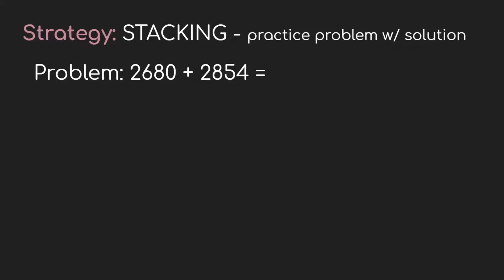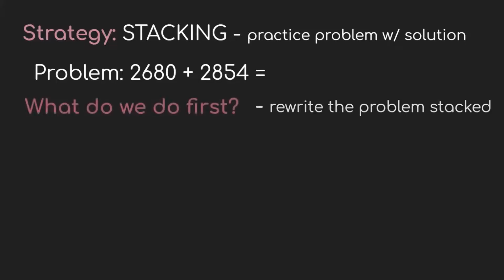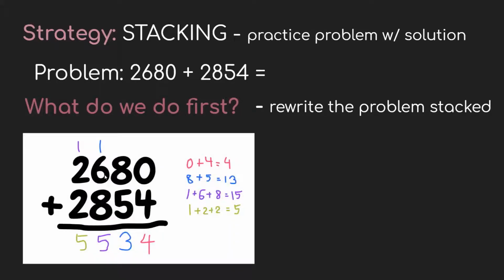We start by stacking the digits on top of each other, right? So we have to rewrite the problem stacked. So we're going to rewrite them so that they're 2, 6, 8, 0, and then below that we're going to have 2, 8, 5, 4. And then we're going to add down like we did before.